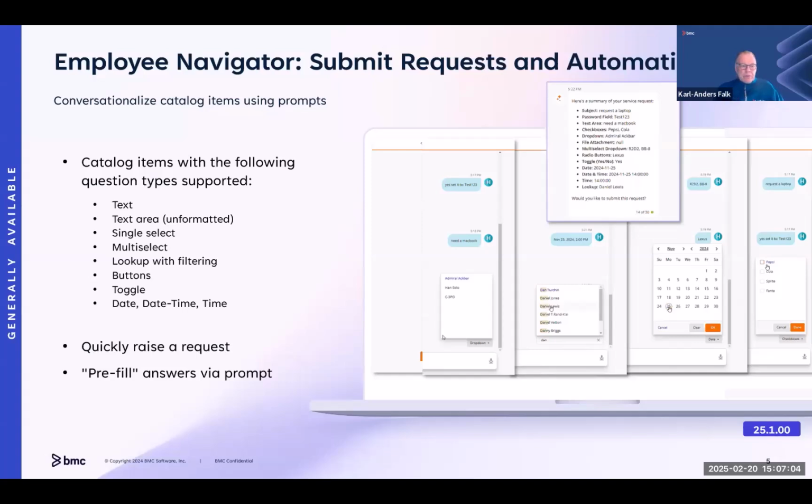So that is one thing here, the question types. You can now publish a catalog item into Employee Navigator, and when it detects that you have been asking for it, it will start asking you the questions. I'll demo this later on.